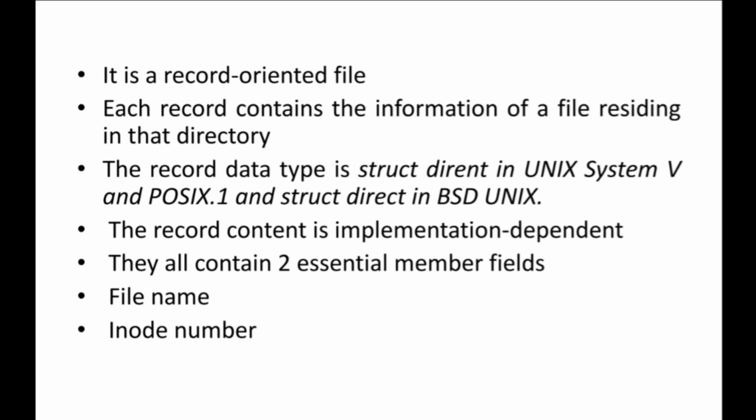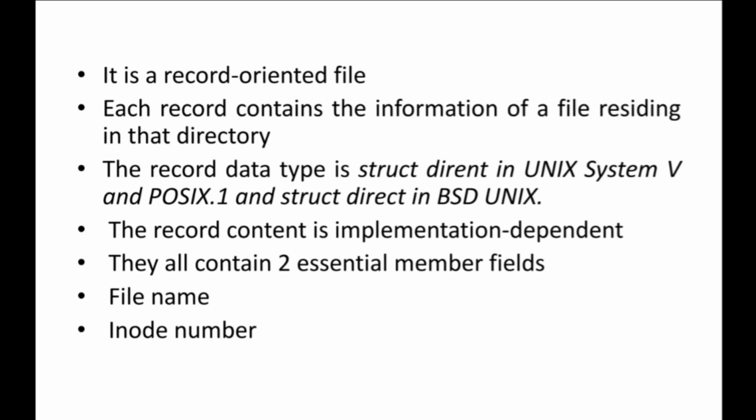Now the record data type: what data type are we using for this record oriented directory? The data type we are using is struct. So it is a structure. Why am I using a structure? In a structure I can group different data types in a single place. That's why I am using a struct direct.